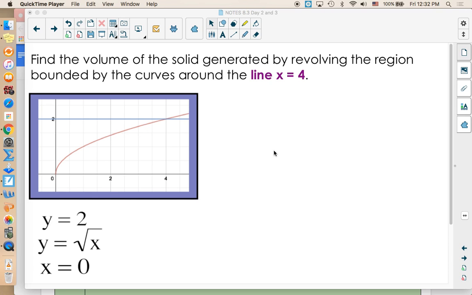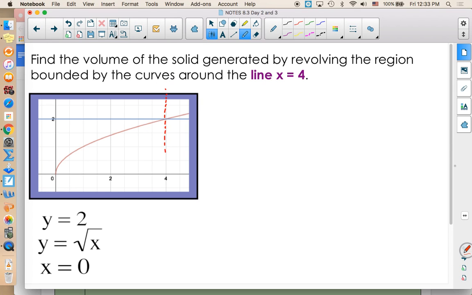So take a minute and on your graph, sketch the curves in that region that's bounded by them and the line x equals 4 and label everything. Then see if you can sketch the solid as it revolves around that line x equals 4, which will be unique in the sense that it's going to look a little bit different than the last two.